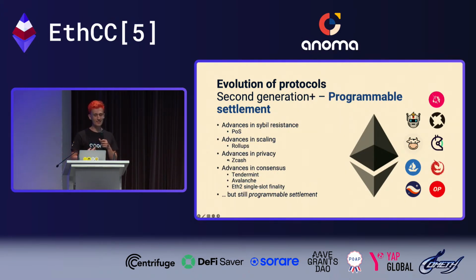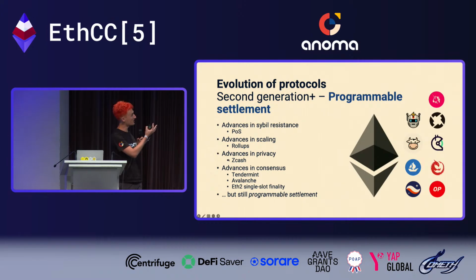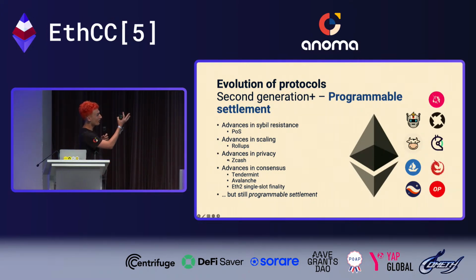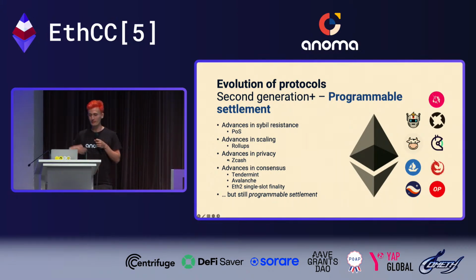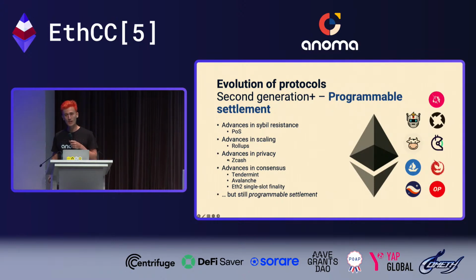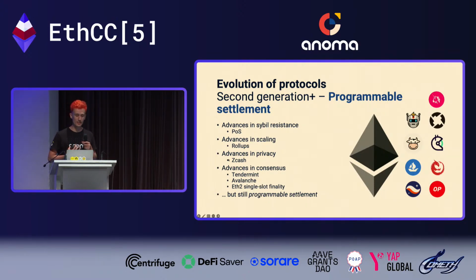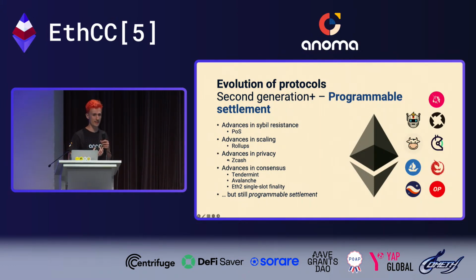And I have to say, since 2015, we really haven't evolved the underlying architectures. We have gotten, let's say, programmable settlement plus. We've made advances in Sybil resistance. We've come a long way in terms of proof of stake. We've got advances in privacy tech. We made bounds and leaps in terms of consensus, with Tendermint and Avalanche, and eventually we'll also get there with ETH2 and single slot finality. But fundamentally, all existing architectures are still just programmable settlement. And it has the same fundamental limitations that we had in 2015, and we still have them nowadays.